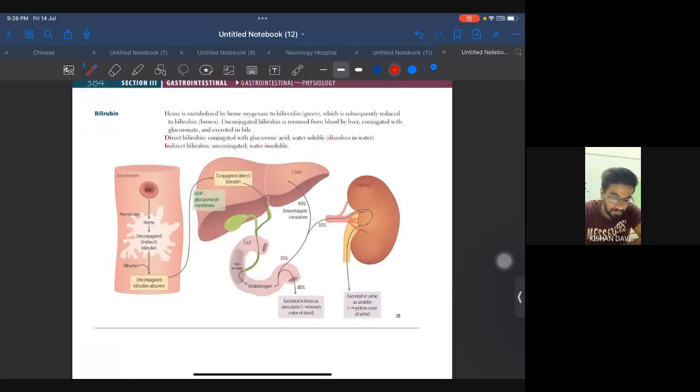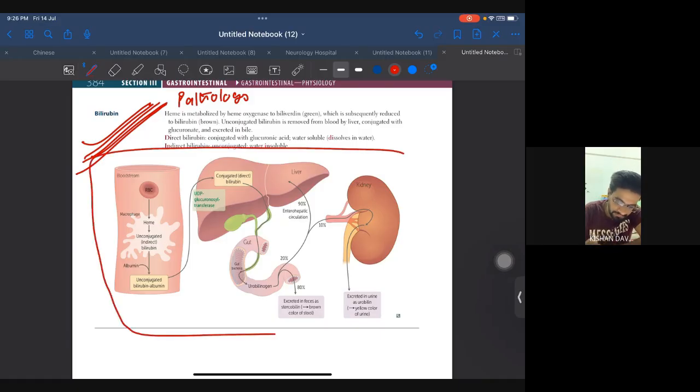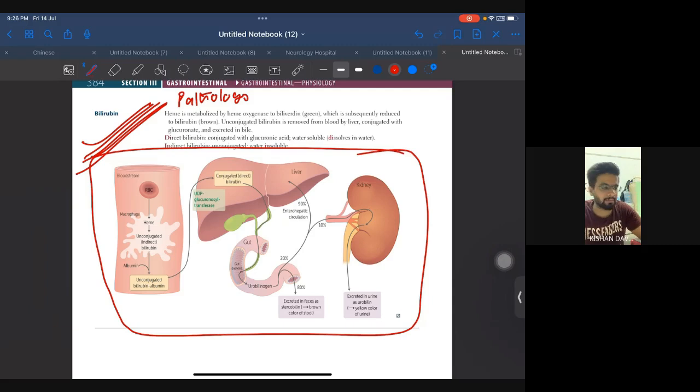Bilirubin, this is very important, and why it is important is because in pathology we will be studying some disorders regarding them. So just remember this, remember the diagram. When what is occurring, this hormone, after that what is occurring, urobilinogen, it will go in feces, it will go into kidney, everything. Remember this, it is important.